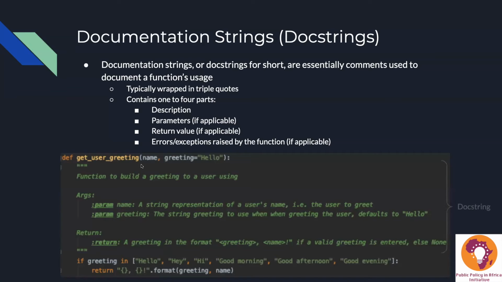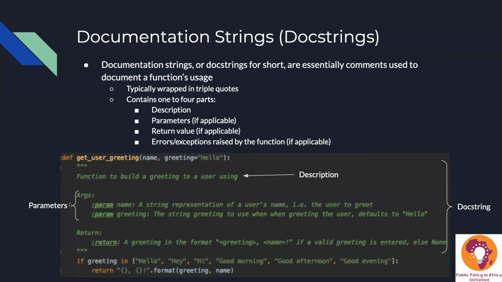So down here, I've defined get user greeting. It's the same function that we had in previous slides, but now I've added my docstring. This whole thing here is my docstring. I wrapped it in triple double quotes. I could have done triple single quotes, I just always do doubles. And then here's my description right here. This function builds a greeting to a user using these arguments down here.